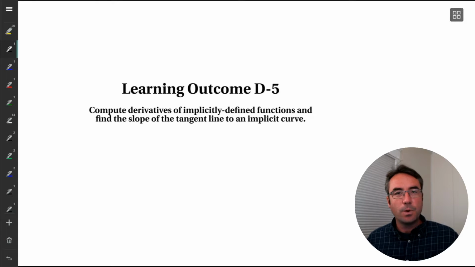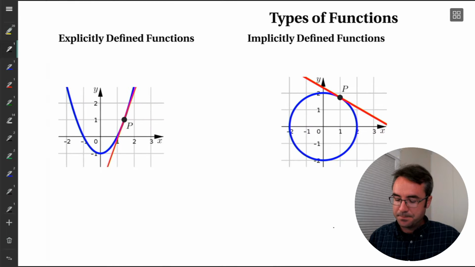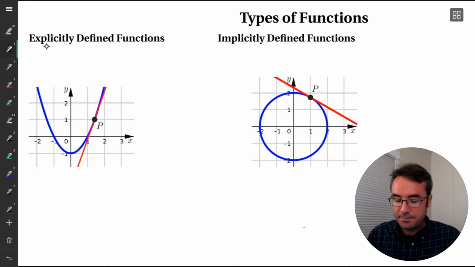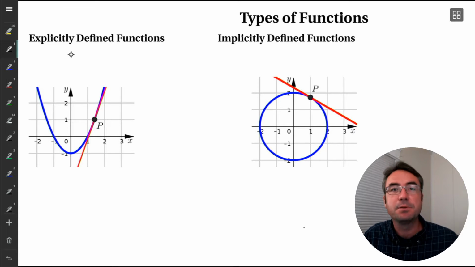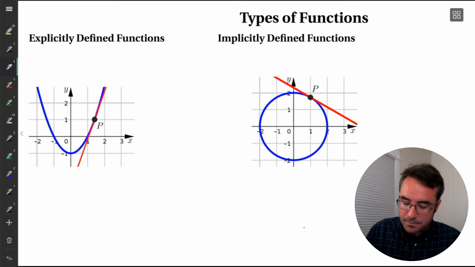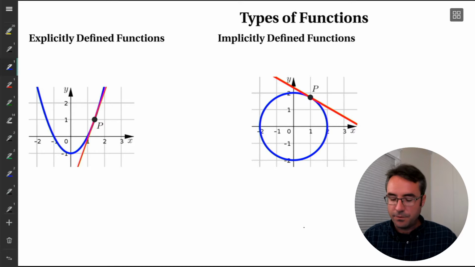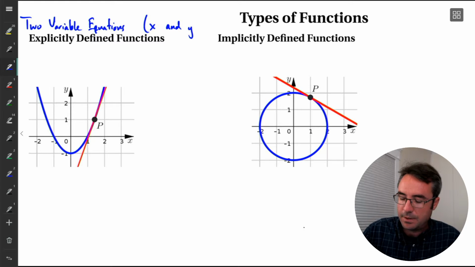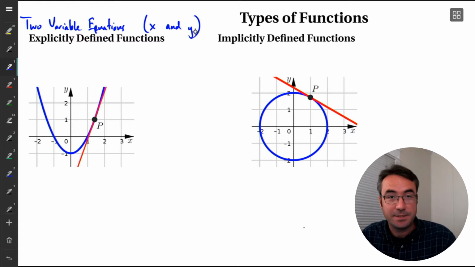All right, so first, what is an implicitly defined function? We're going to start by considering what we're used to, and that's explicitly defined functions. Every function we've used in the course so far probably has fit into this category. For our discussion here, we're going to be looking at two variable equations, equations involving two variables, and at least for our discussion here, x's and y's.